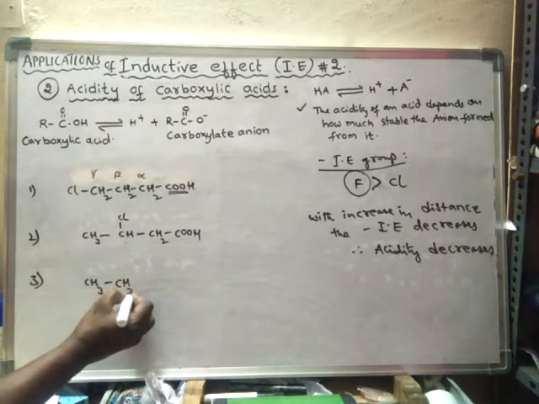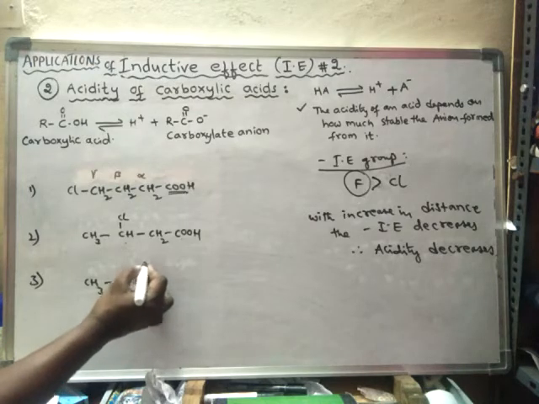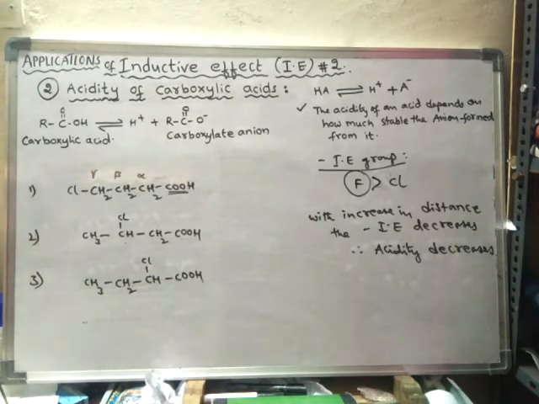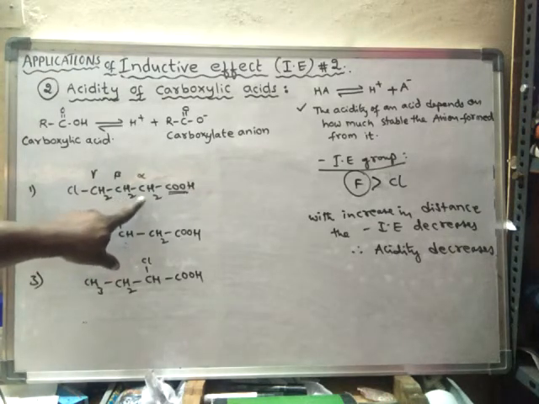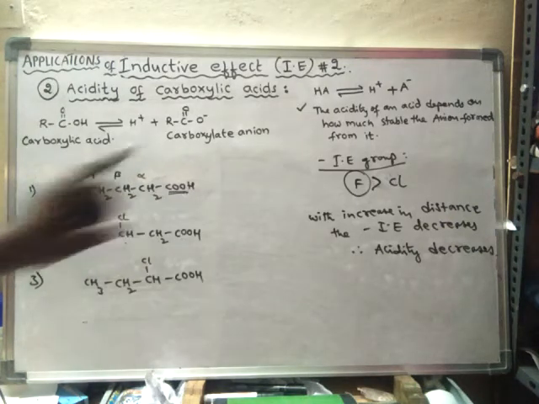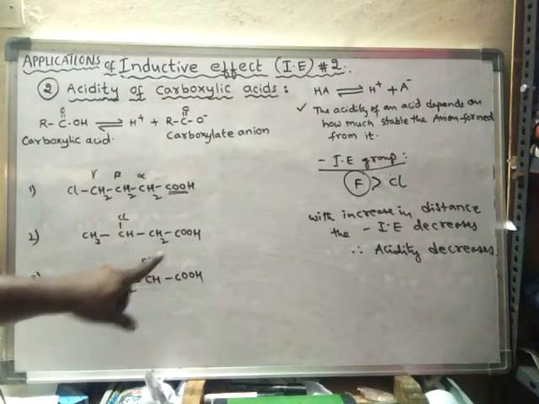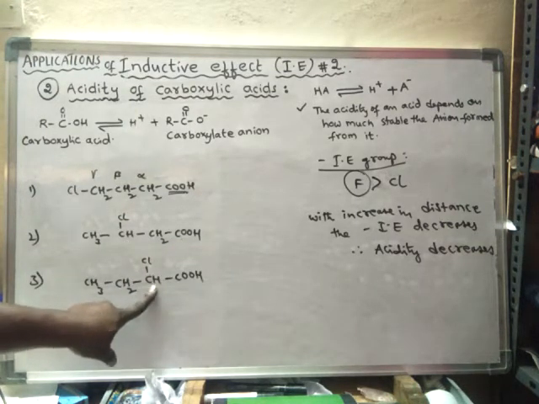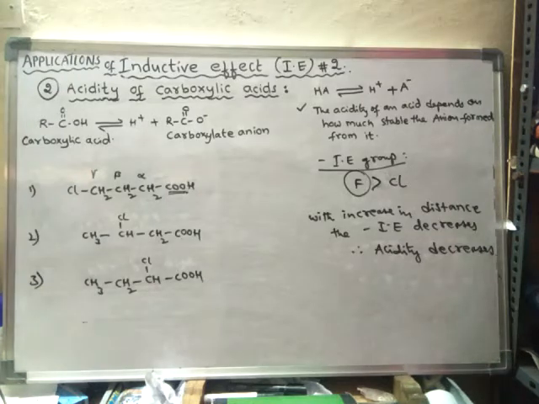Next, CH3CH2CHClCOOH. Now the question is, which one is more acidic out of these? This is 4-chlorobutanoic acid. This is 3-chlorobutanoic acid, and this is 2-chlorobutanoic acid. So out of these three, which one is more acidic?